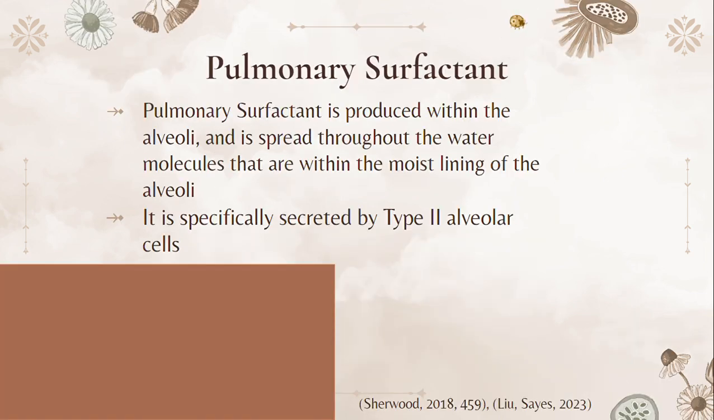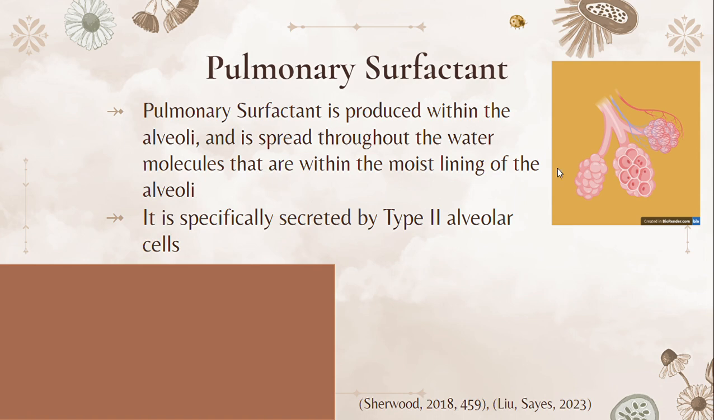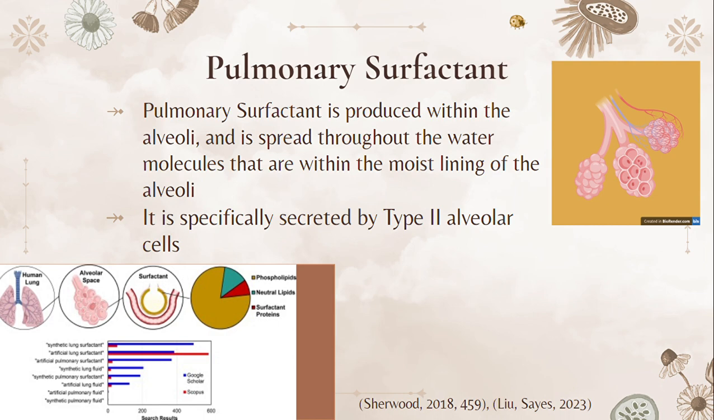So pulmonary surfactant is produced within the alveoli, which are these little raspberry looking guys right here. Each one of these little bubbles is kind of like an air sac, right? And these are found within the lungs. The pulmonary surfactant is produced in these, and then it is actually spread throughout the water molecules that are hiding within the lining of the alveoli. And surfactant is specifically secreted by type 2 alveolar cells.